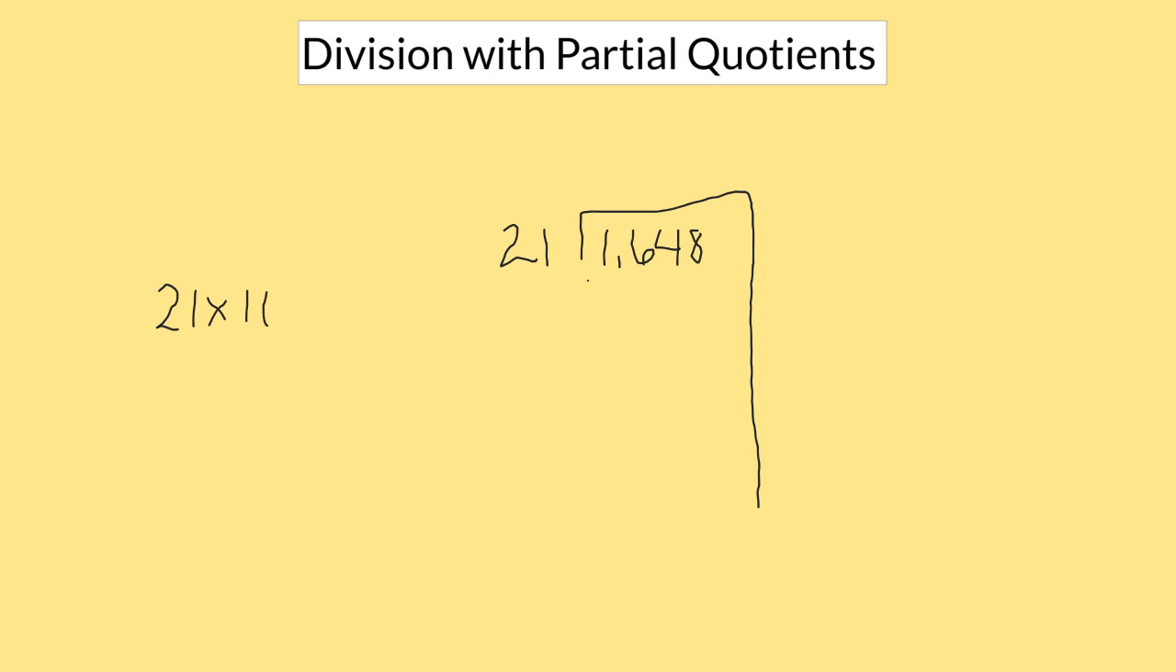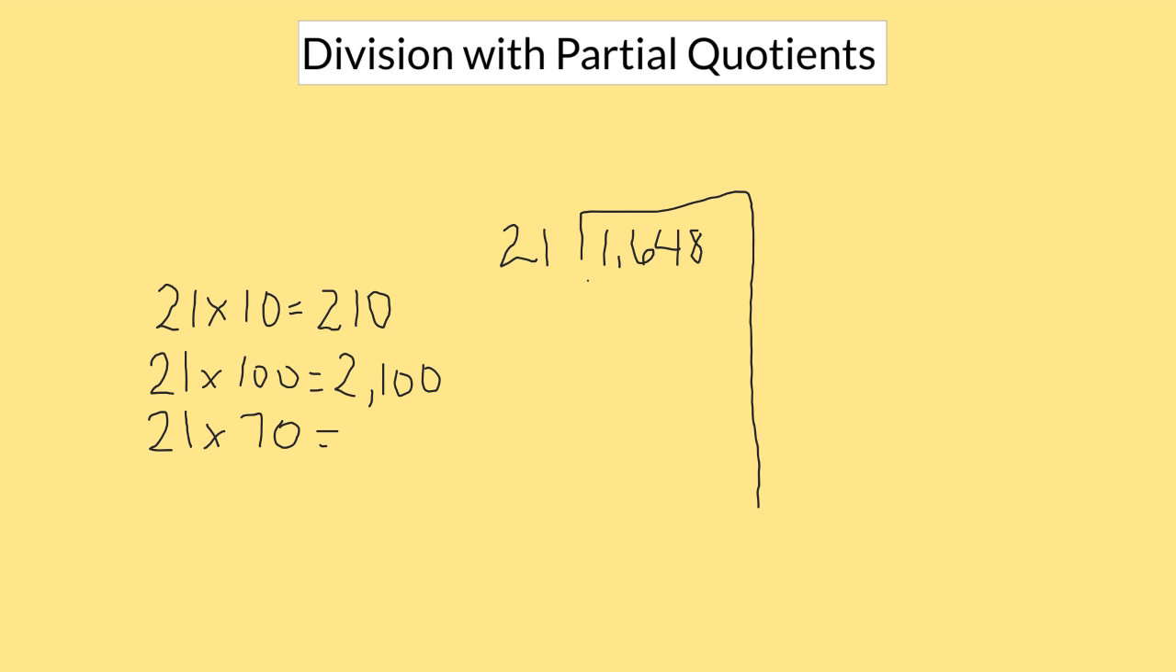I always like to work with tens. So let's start with a friendly number, 21 times 10. Oh goodness, that's only 210. If I have to take out groups that small, it'll take me forever. Let's try 100. Oh man, 2,100, too big. Let's try something more in the middle. How about 21 times 70?